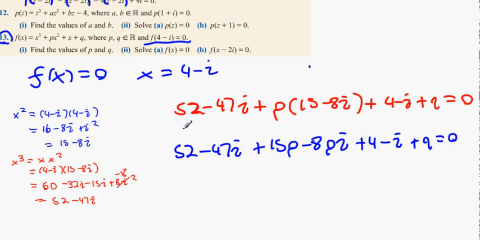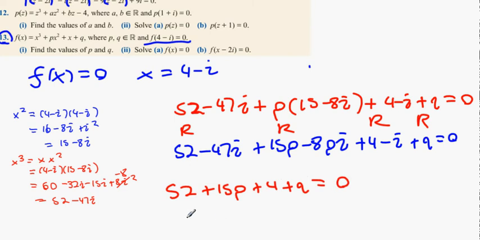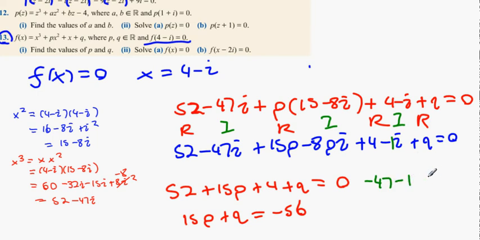Now all the real parts equal 0, so we have real and real. So 52 plus 15p plus 4 plus q equals 0, and then 15p plus q equals minus 56. Then we're going to have our imaginary part, i and i. Remember, it's the coefficients we're after, so it's going to be minus 47 minus 1 minus 8p equals 0, minus 48 equals 8p, p therefore is minus 6.